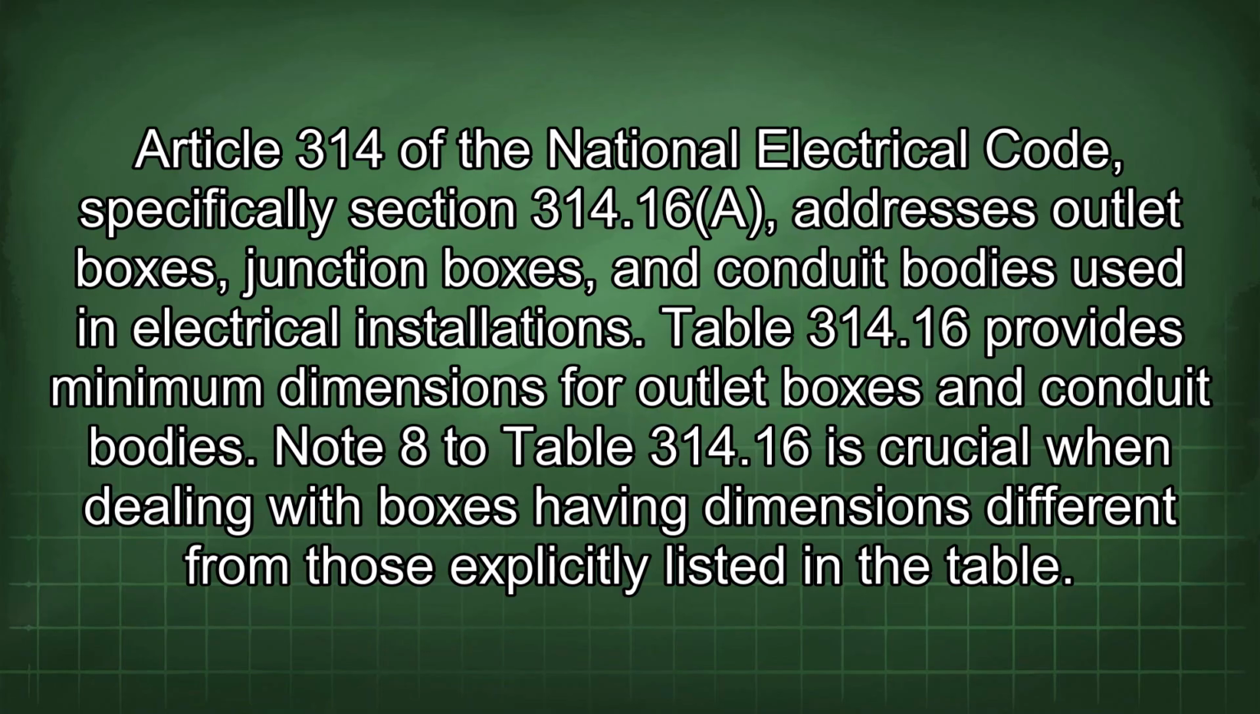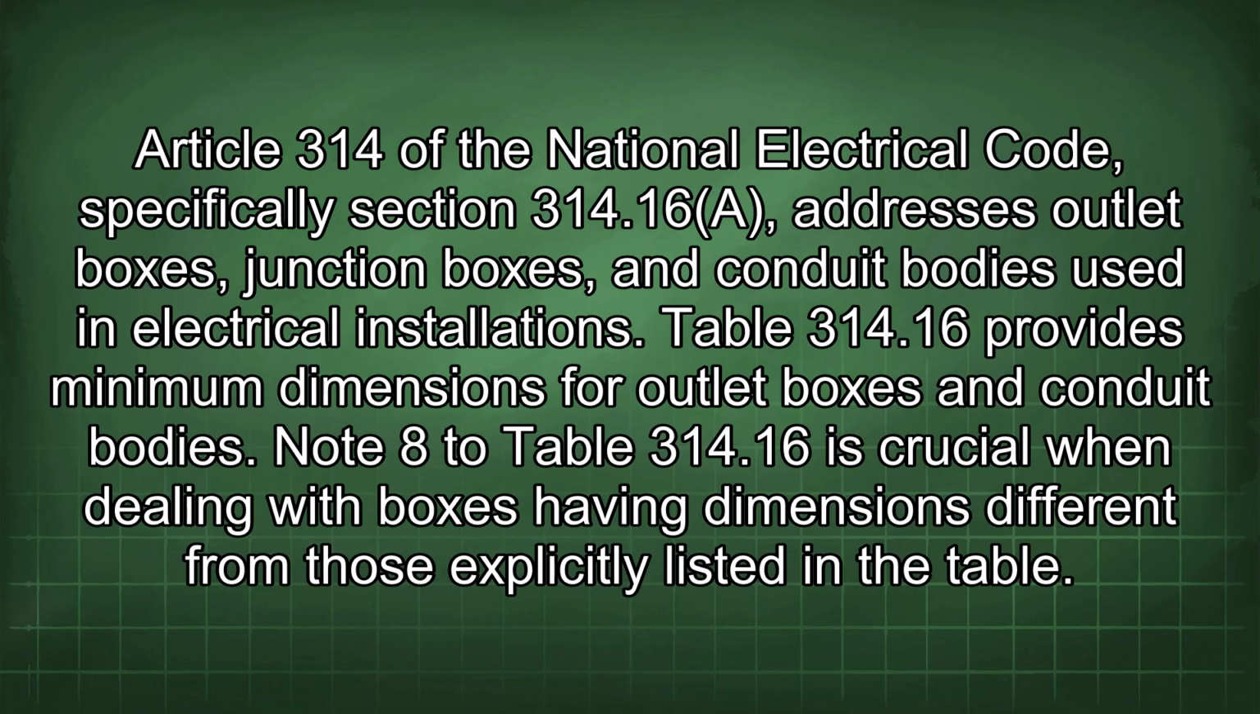Article 314 of the National Electrical Code, specifically Section 314.16(A), addresses outlet boxes, junction boxes, and conduit bodies used in electrical installations. Table 314.16 provides minimum dimensions for outlet boxes and conduit bodies.